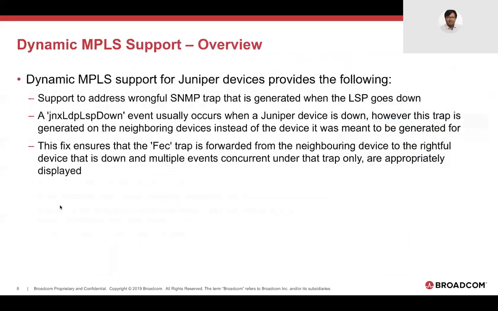Saurabh, yeah. So again, one of the enhancements we've had is for the Juniper MPLS support. Typically, we have the LDP LSP down event which occurs in Juniper devices, but in this case the trap is actually generated on neighboring devices instead of where it was meant to be generated. So now with 10.3.1, we are able to ensure that this trap is forwarded from the neighboring device to the rightful owner, and then based on that, we show the appropriate alarm and the events associated. Can we move ahead, Saurabh?